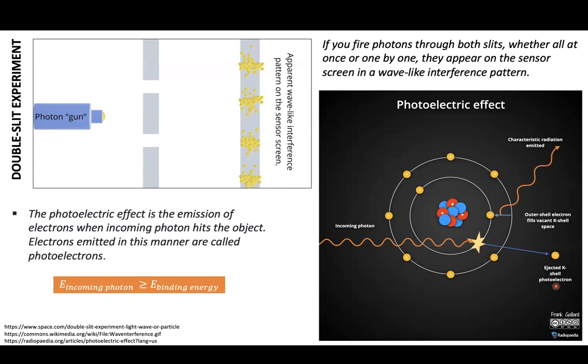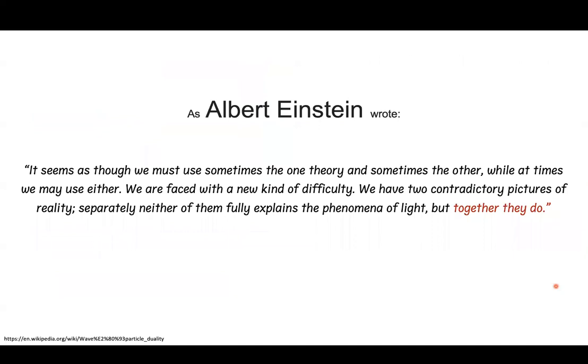In this case, we can see the light could have a wave-like nature or a particle-like nature. And Einstein said that it seems as though we must sometimes use one theory and sometimes the other, while at times we may use either. But we are facing a new kind of difficulty, because we have two contradictory pictures of reality. Using neither of them fully explains the phenomenon of light, but together they do.